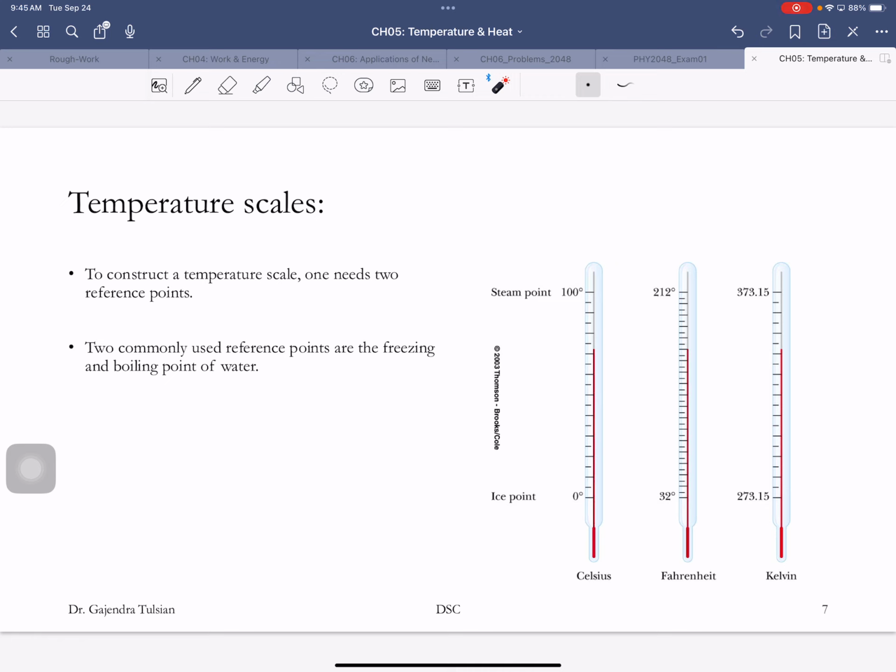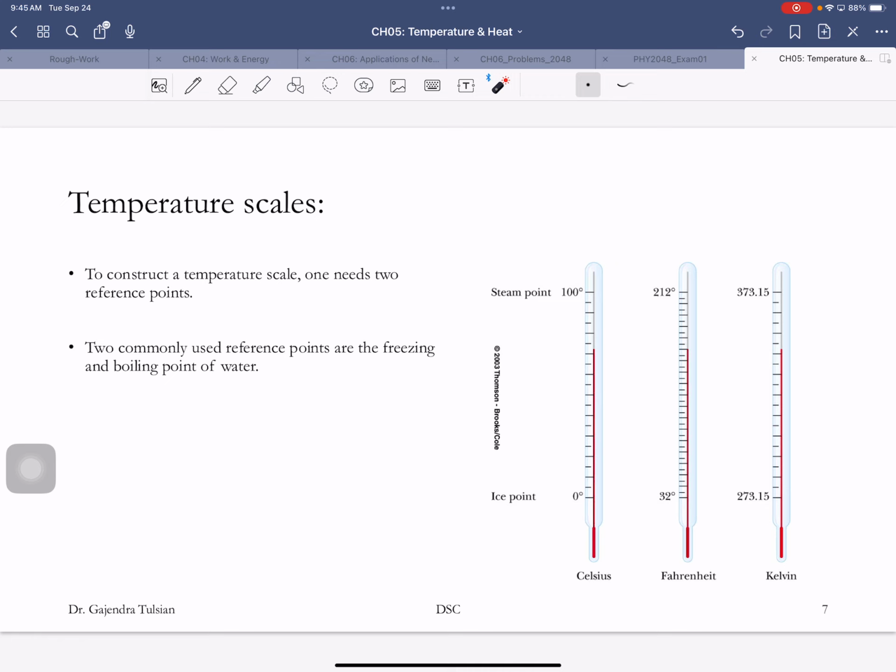How many scales can you invent? Infinite, as many as you want. You can call this anything you want, and that anything you want. Since this is warmer, you want to call that a higher number. But these are the three scales that are commonly used.